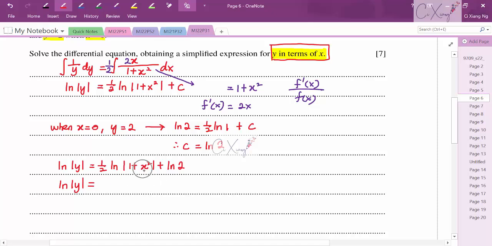Okay, for the right hand side, I want to group all the terms together into one ln only. So for the power half, I try to move it back. Something with power half is actually a square root. So I have ln of the square root of 1 plus x squared, and then plus ln 2. After that, for ln square root 1 plus x squared plus ln 2, you can combine it to become ln of 2 multiplied by the square root of 1 plus x squared.